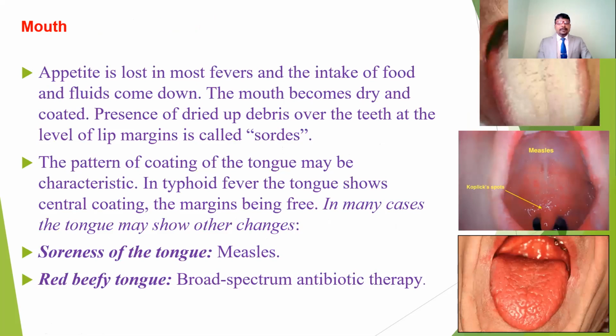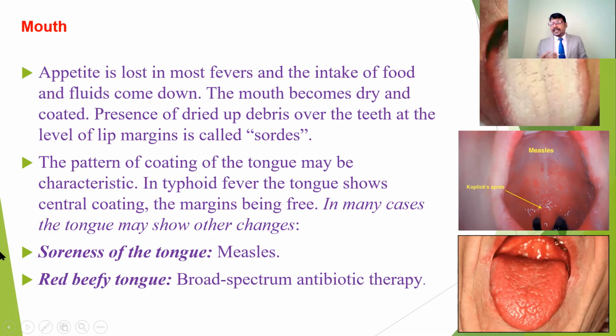And the next one is coming to the mouth. How the mouth changes during fever. Different types of mouth findings also give clues to what type of conditions. For example, as per our last discussions, they may get hepatitis. They will feel anorexia, because hepatitis occurs in most fevers, and the intake of food and fluids comes down. So the mouth becomes dry and also coated.